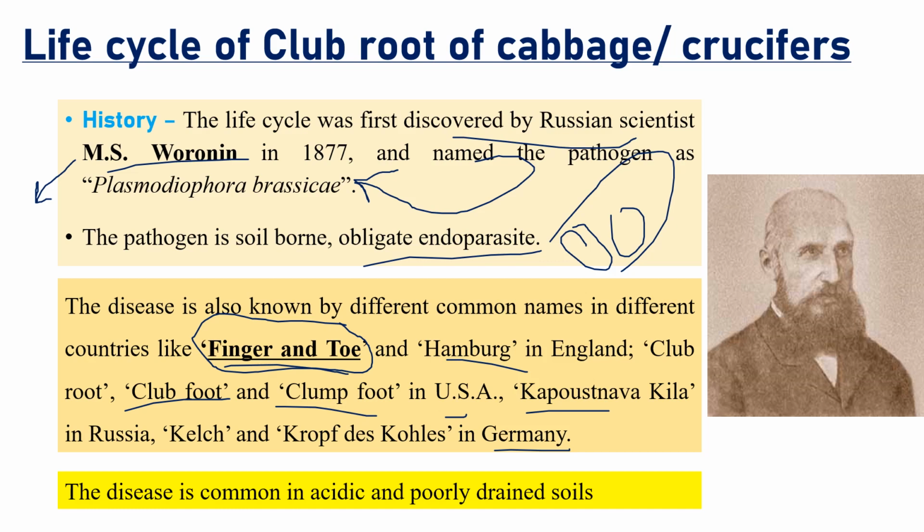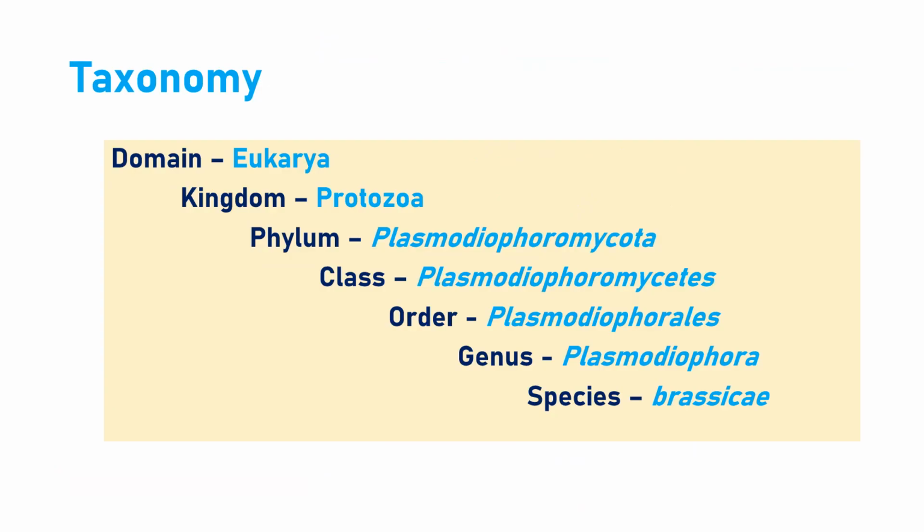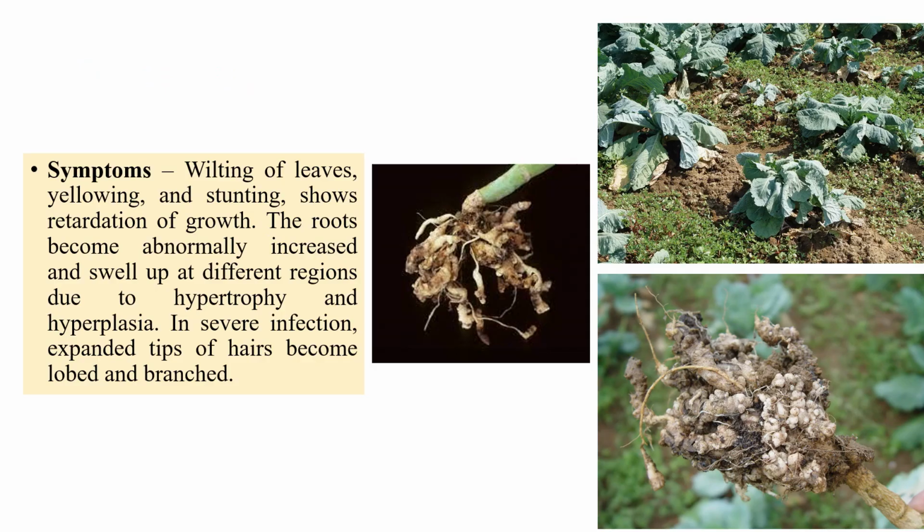This disease is very severe in acidic and poorly drained soil. Coming to the taxonomy of the pathogen: domain Eukarya, kingdom Protozoa, phylum Plasmodiophoromycota, class Plasmodiophoromycetes, order Plasmodiophorales, genus Plasmodiophora, species brassicae. This is the taxonomic classification of the pathogen.